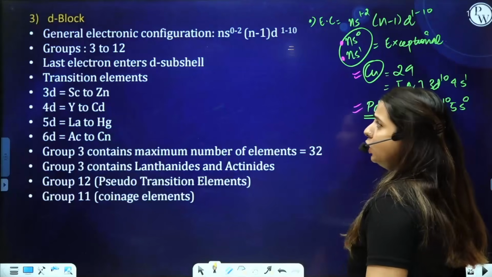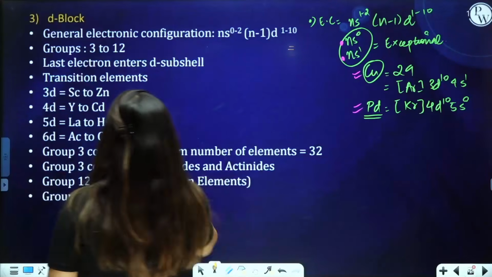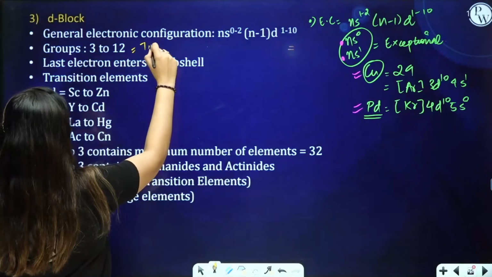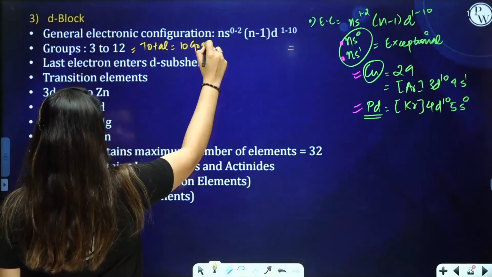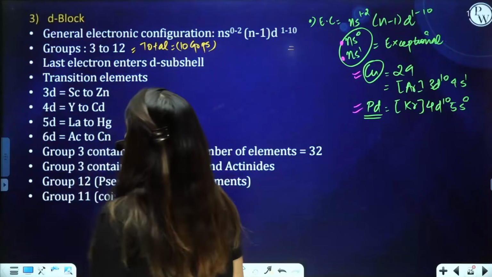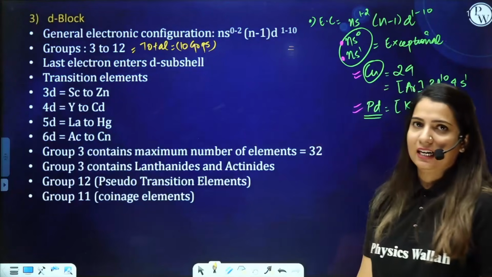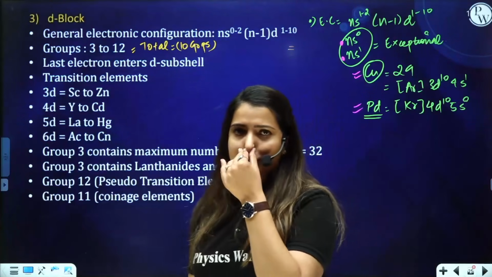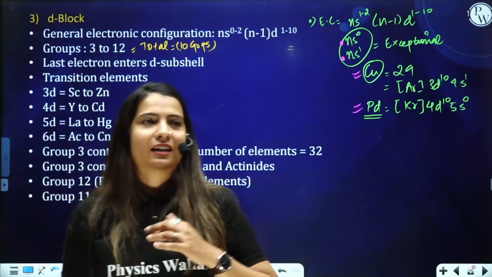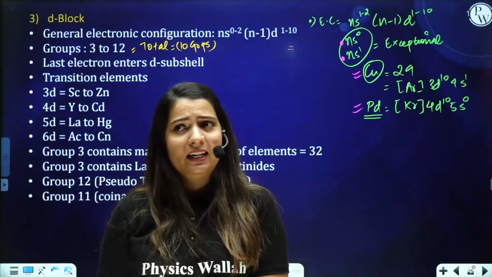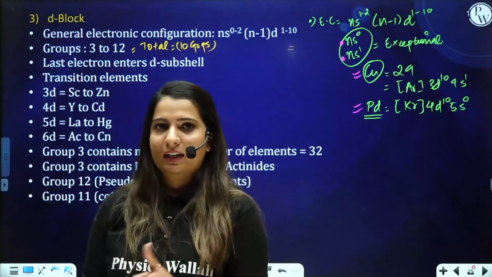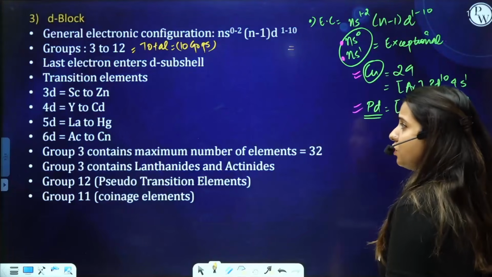Okay. Total number of groups: groups 3 to 12, so in total there are 10 groups. In these, the last electron enters the d subshell. That is the definition of the d block elements. Like if the last electron enters the p subshell, it is called a p block element. If it enters the d subshell, it is called a d block element, right? After that we have transition elements.